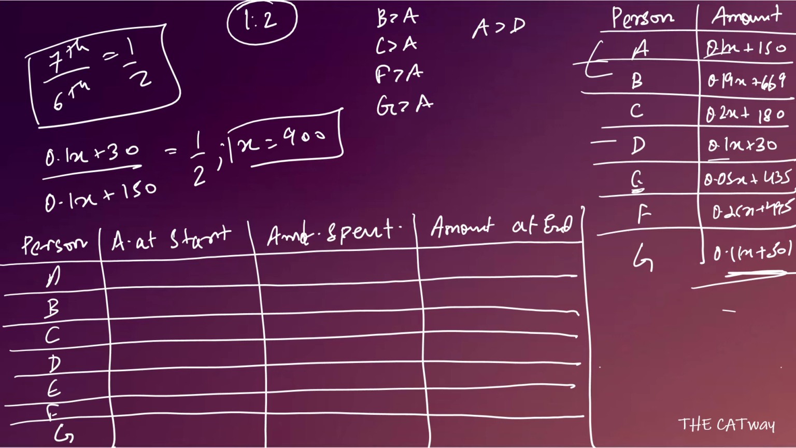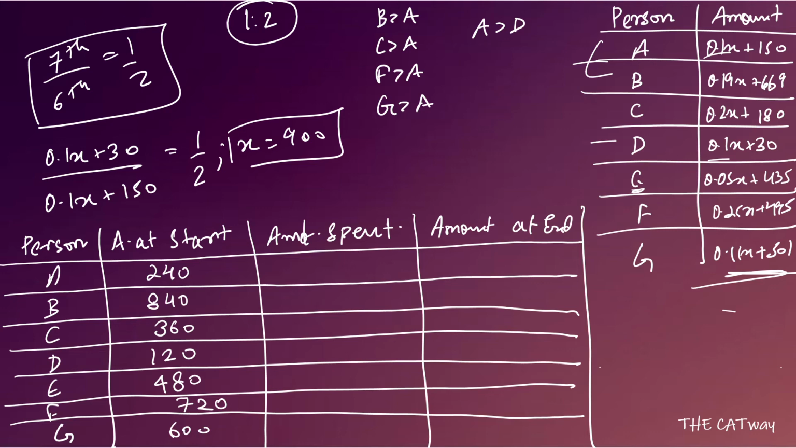So what we get is that A has rupees 240 at the start, because 0.1x, that is 900 into 0.1, 90, plus 150, 240. Similarly B has rupees 840, C has rupees 360, D has rupees 120, E has rupees 480, F has rupees 720, and G has rupees 600.